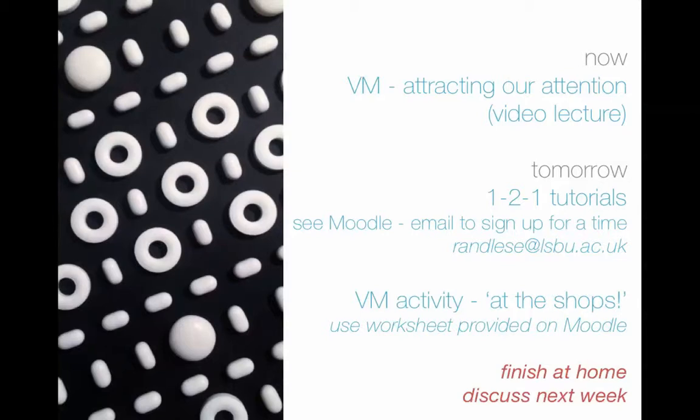Also, there's a visual merchandising activity for tomorrow. Again, that worksheet is on Moodle. It has been for a while now, so please do make sure that you complete that tomorrow and that you are prepared to discuss that in next week's session as well. So next Wednesday we'll be discussing that briefly. So there's three things going on tomorrow: your tutorials, your visual merchandising activity, and the progression of your essay independently.